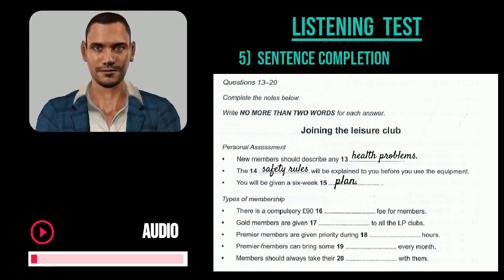Now, I'll just quickly run through the types of membership we have available. All members must pay a joining fee of £90 in addition to the rates for the monthly membership fees. Gold membership entitles you to free entry at all LP clubs. There are now LP clubs in all major cities and towns, so if you travel a lot, this will be a great advantage. Individual gold membership costs £50 a month, and joint membership for you and your partner will cost £75.